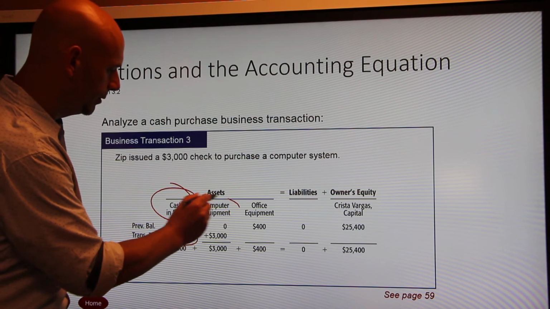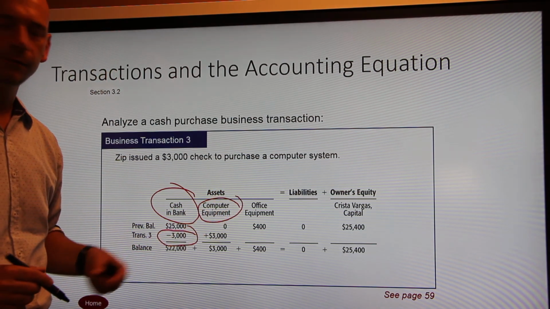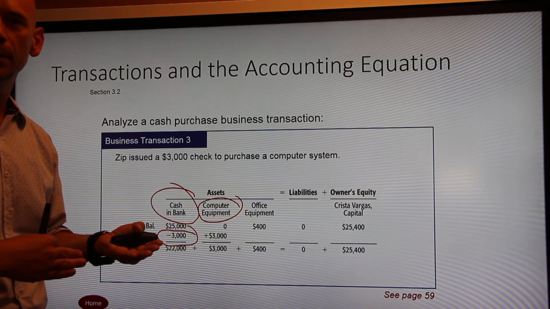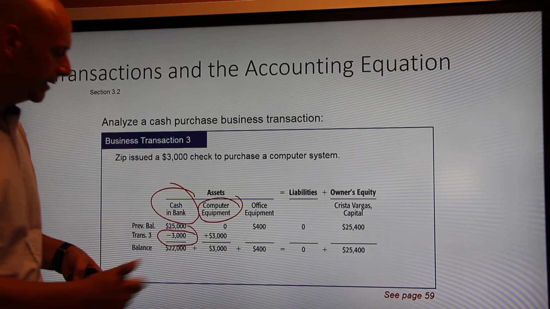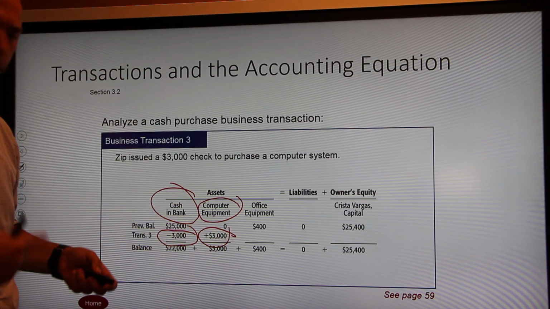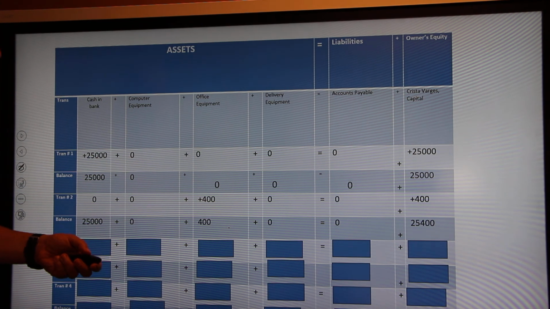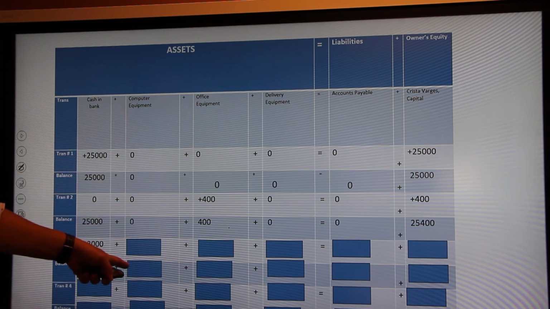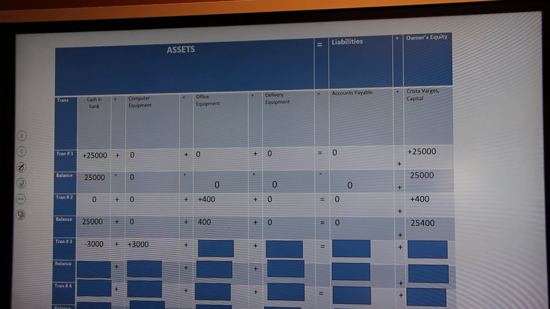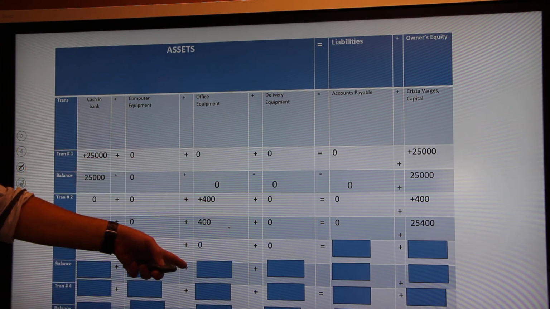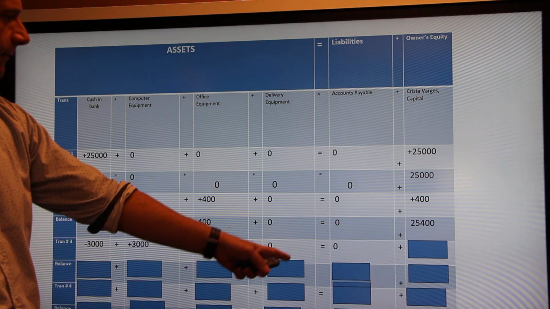So we would find our computer equipment account. And in this case, remember, the computer equipment account shows the value of all of our computer equipment, right? So in this case, we're increasing it $3,000. So we have our two accounts. We're good. Let's go take a look at the accounting equation and see how it works out. So did the cash go up or down? In this case, cash actually went down $3,000. Computer equipment, we just bought some, so it increased $3,000. Was office equipment affected? Nope. Delivery equipment affected? No. Accounts payable affected? Nope.